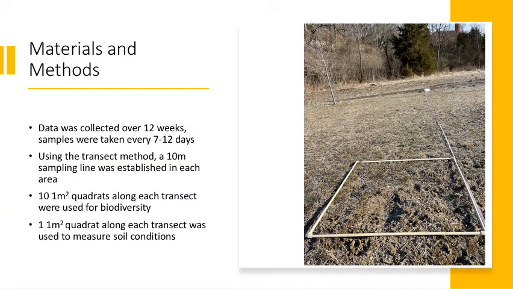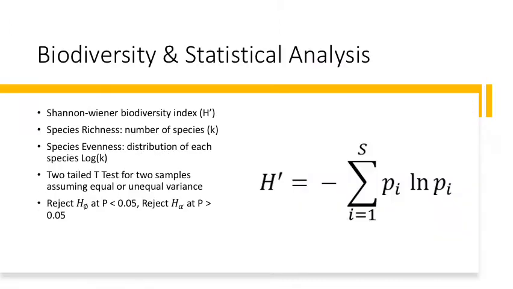My field site was the Tom Jones Commons, where I collected data over a 12-week period. I established a 10-meter transect line in both the wetland and the meadow and collected data from inside 10 quadrats along each line. For biodiversity, I used three values, all stemming from the Shannon-Weiner equation. I used the biodiversity index, the species richness, and species evenness. For my statistical tests, I used a two-tailed t-test for two samples, assuming equal or unequal variance depending on the dataset.